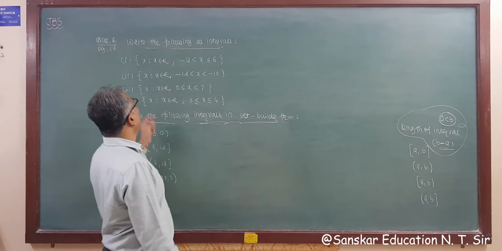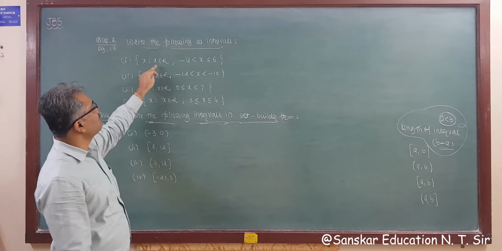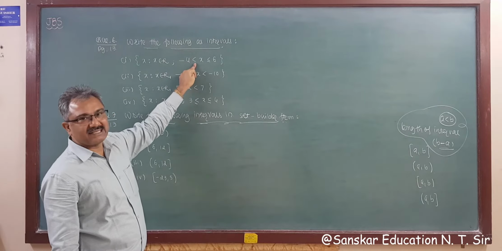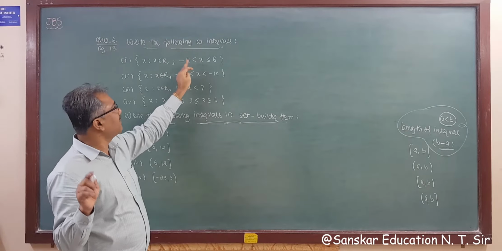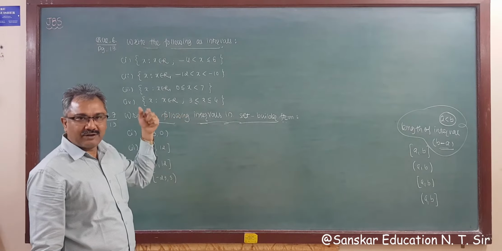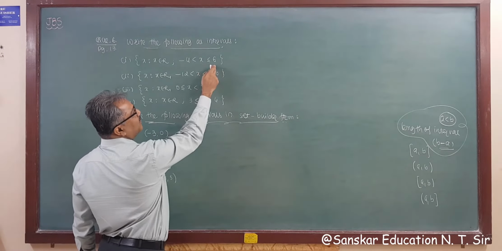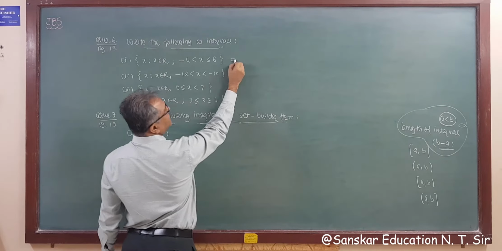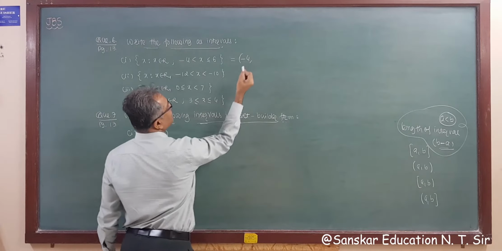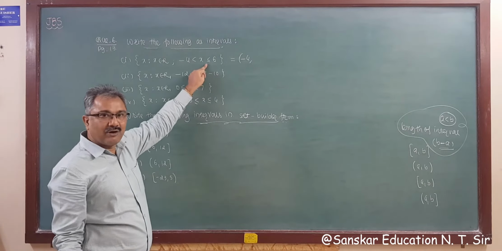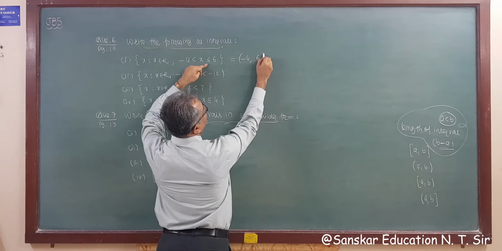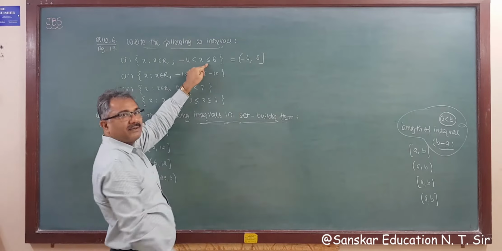Now we have to express the set as an interval. So this set is given: minus 4 is less than x, which means minus 4 is not included in this set of intervals, right? Less or equal to 6. So the answer will be: this is an open interval, so open at minus 4, and 6 is less or equal to, which means it's a closed interval, so (-4, 6]. So this is your answer.